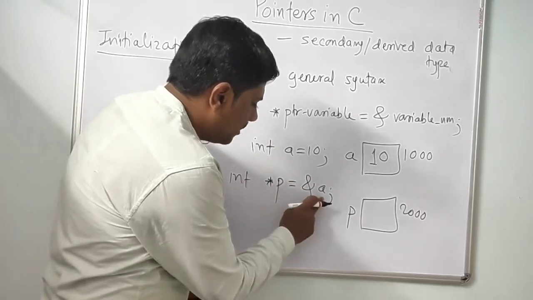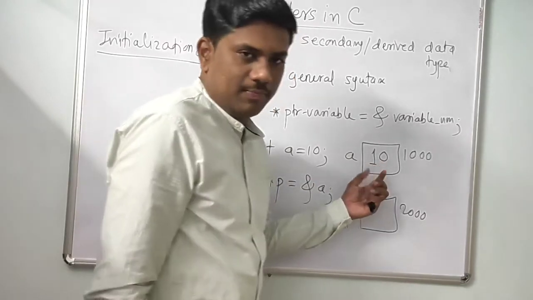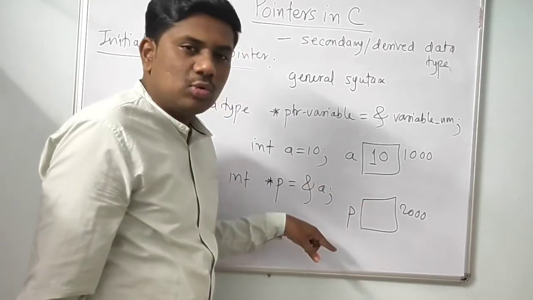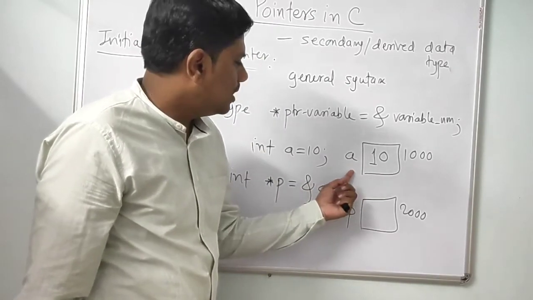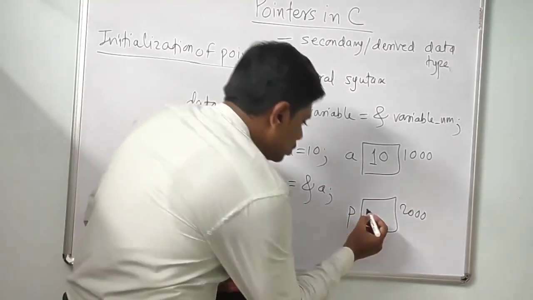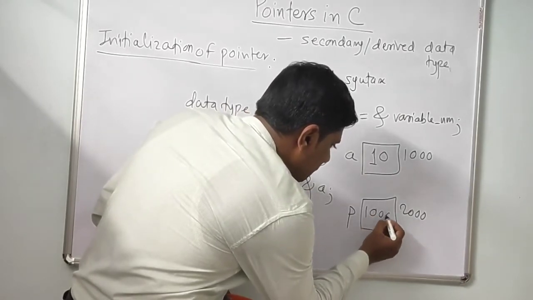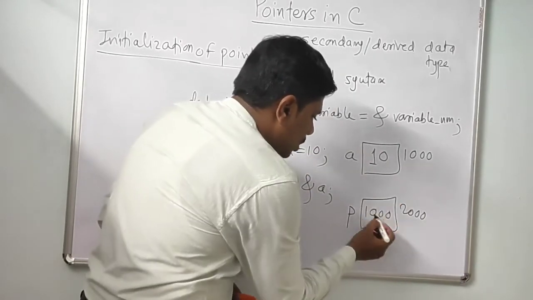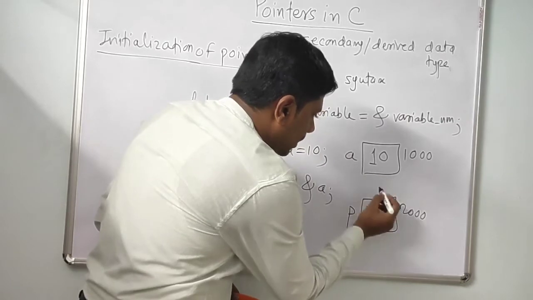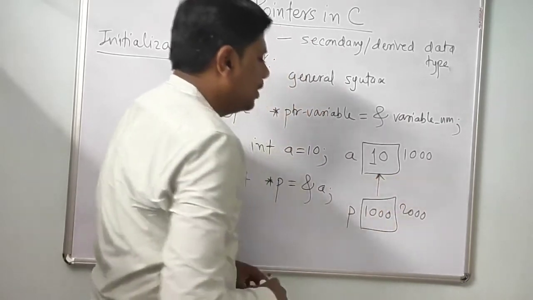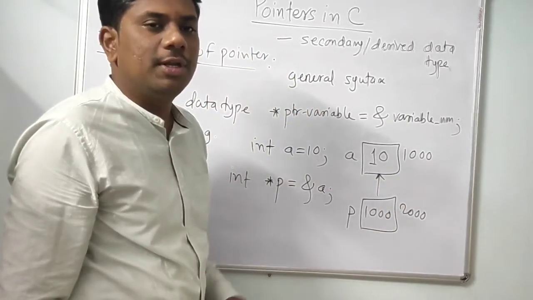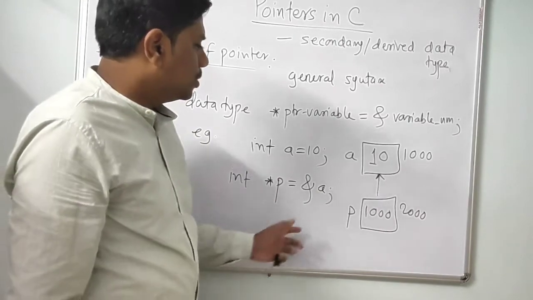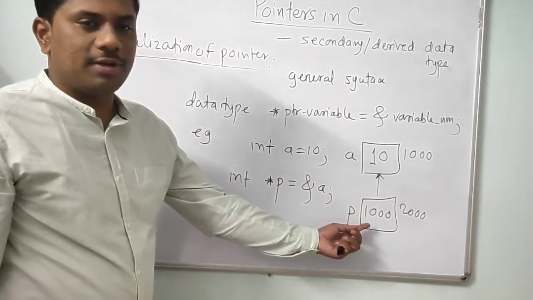And now and a. Now a means what? 10. a means 10. But and a means what? Address of a. So what is the address of a? 1000. So that will be stored in p. So now see, p is holding the address of a. That means p is pointing to variable a. So this is what initialization of a pointer variable is.